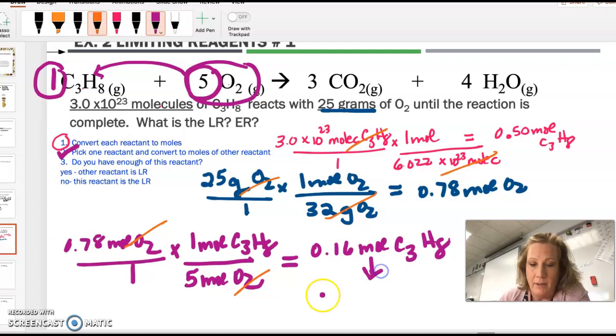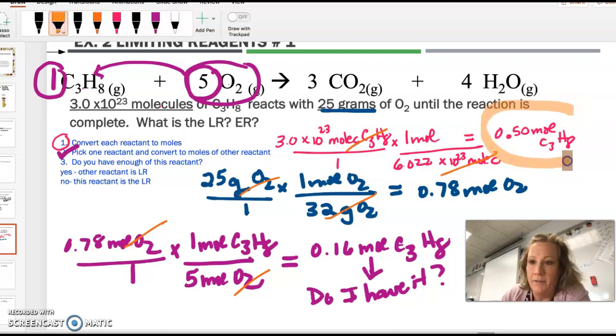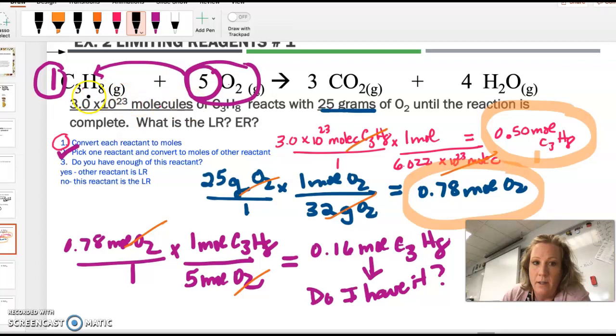Then I have to ask myself, do I have this much? Because this is how much I would need to react with all 0.78 moles of the oxygen. So do I have 0.16 moles of C3H8? I have to look at my moles up here, and I can see that I do have enough. So because I have enough, that means I'm not going to run out of the C3H8. I'm going to run out of oxygen. So oxygen is my limiting reactant. The C3H8 is my excess reactant.